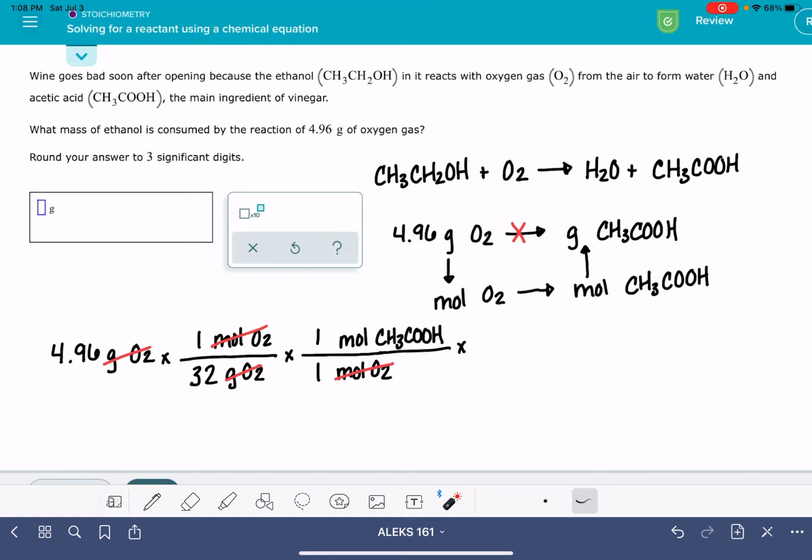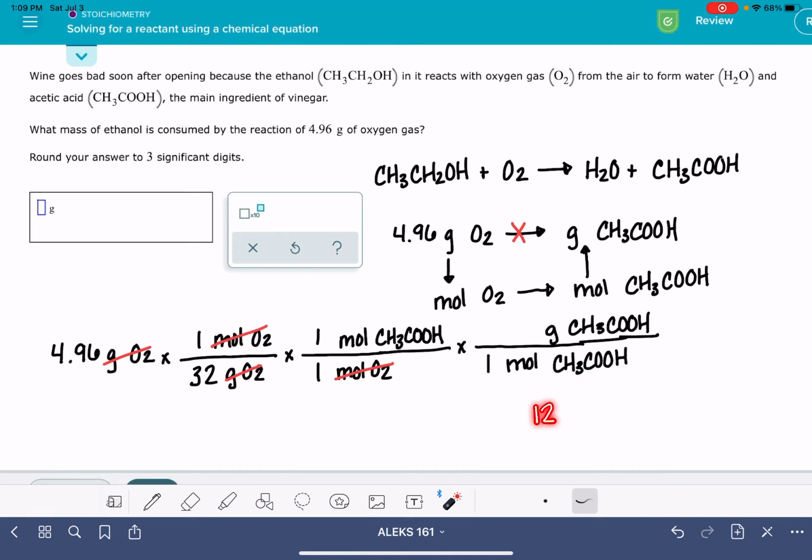Now we need one more conversion factor, again, because the moles of acetic acid are not what we want. We are trying to calculate grams of acetic acid. I'm going to give myself more room here. And again, the relationship between moles of anything and grams of anything is the molecular weight or the molar mass of that particular substance. So we are going to access a periodic table and we're going to add up the masses of all of the atoms in this molecule.